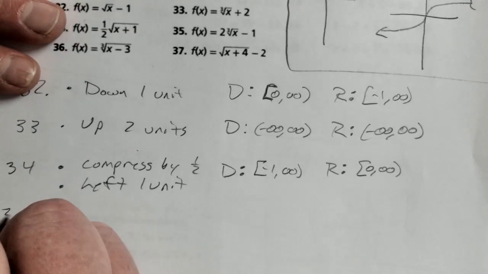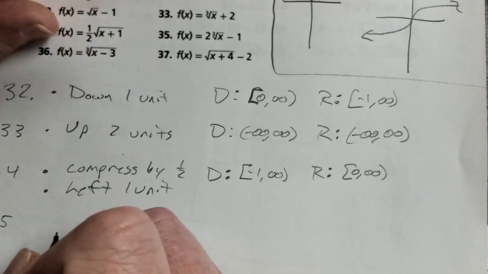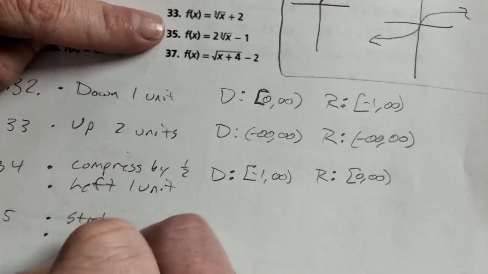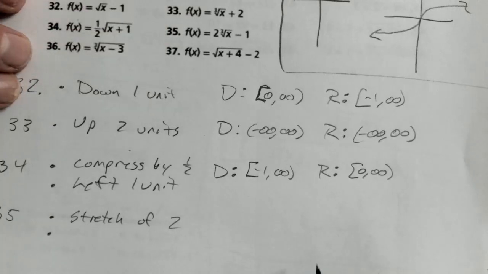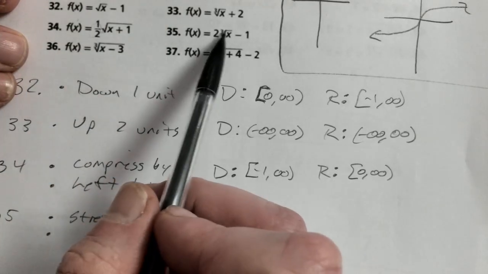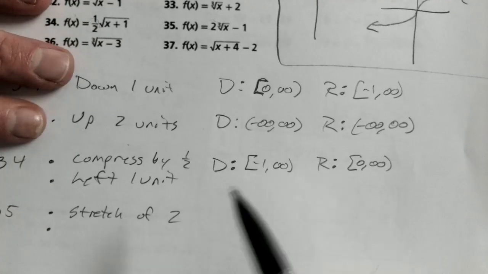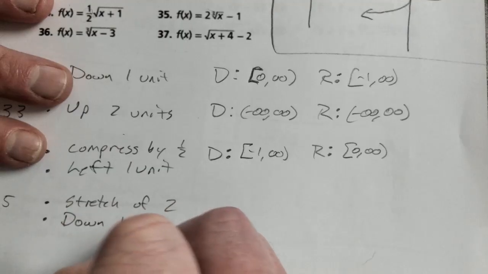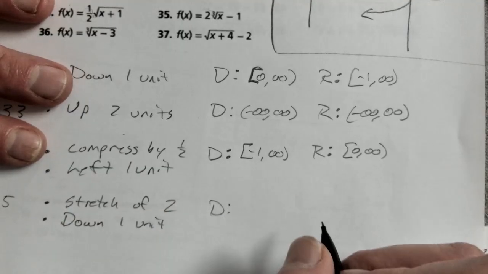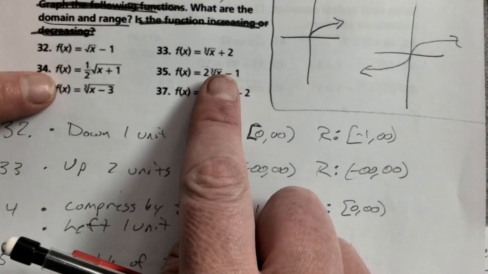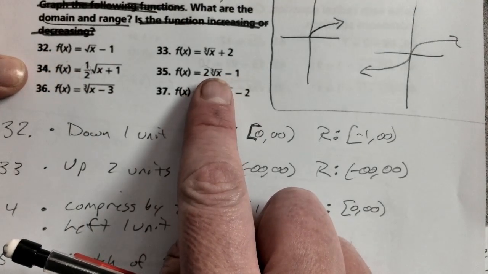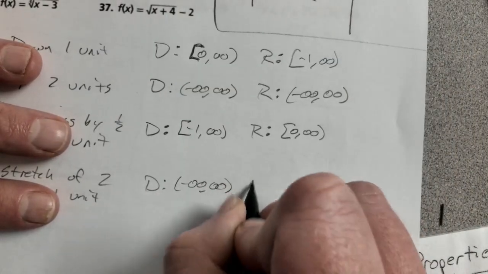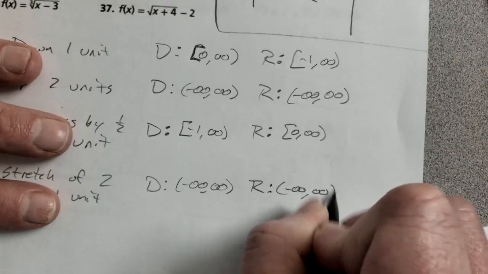All right. 35. Elvis, how many transformations do you see on 35? 2. Good. Name one. Stretch. That is a stretch of 2. If you multiply me by a half, I get smaller. If you multiply me by 2, I get bigger. So that is a stretch of 2. What's the other transformation there, Elvis? Down 1 unit. Good job. What's the domain? Negative infinity to infinity. Why is that true? And it's not true on 34. Why is this? Because it's a cube root. Yep, all real numbers for both the domain and the range. Good job.